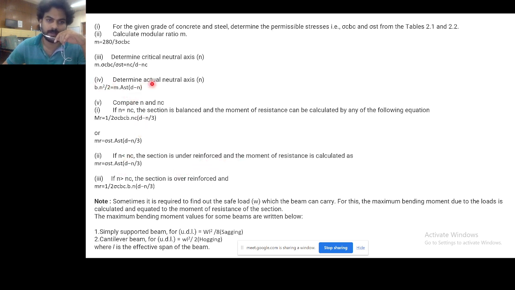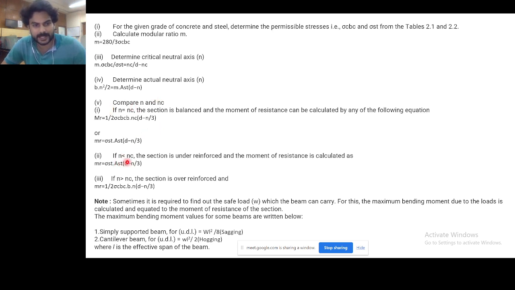For determining the actual neutral axis, the formula is b n square by 2 equals m Ast into d minus n. Okay, then we'll compare n and nc.